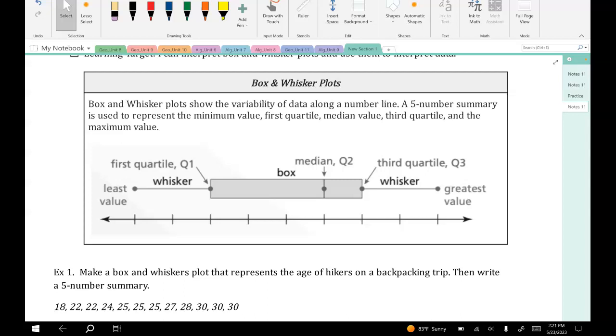And our 2 other numbers, a part of our 5-number summary, are the first quartile and the third quartile. Think of the prefix Q-U-A-R, like you're splitting things into fourths. Like a quarter splits 100 into 25 cents, or 4 quarts in a gallon. So the first quartile is your first 25% of your data.